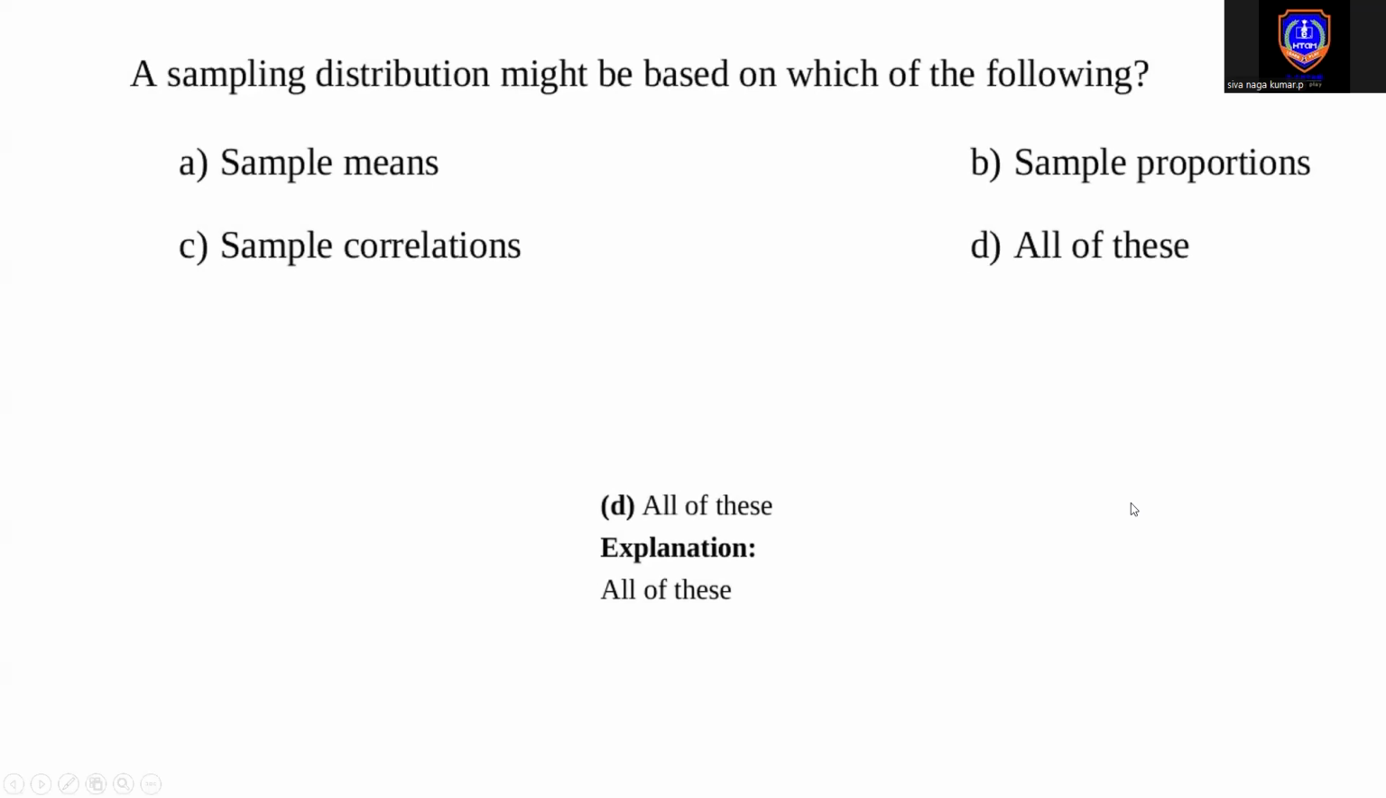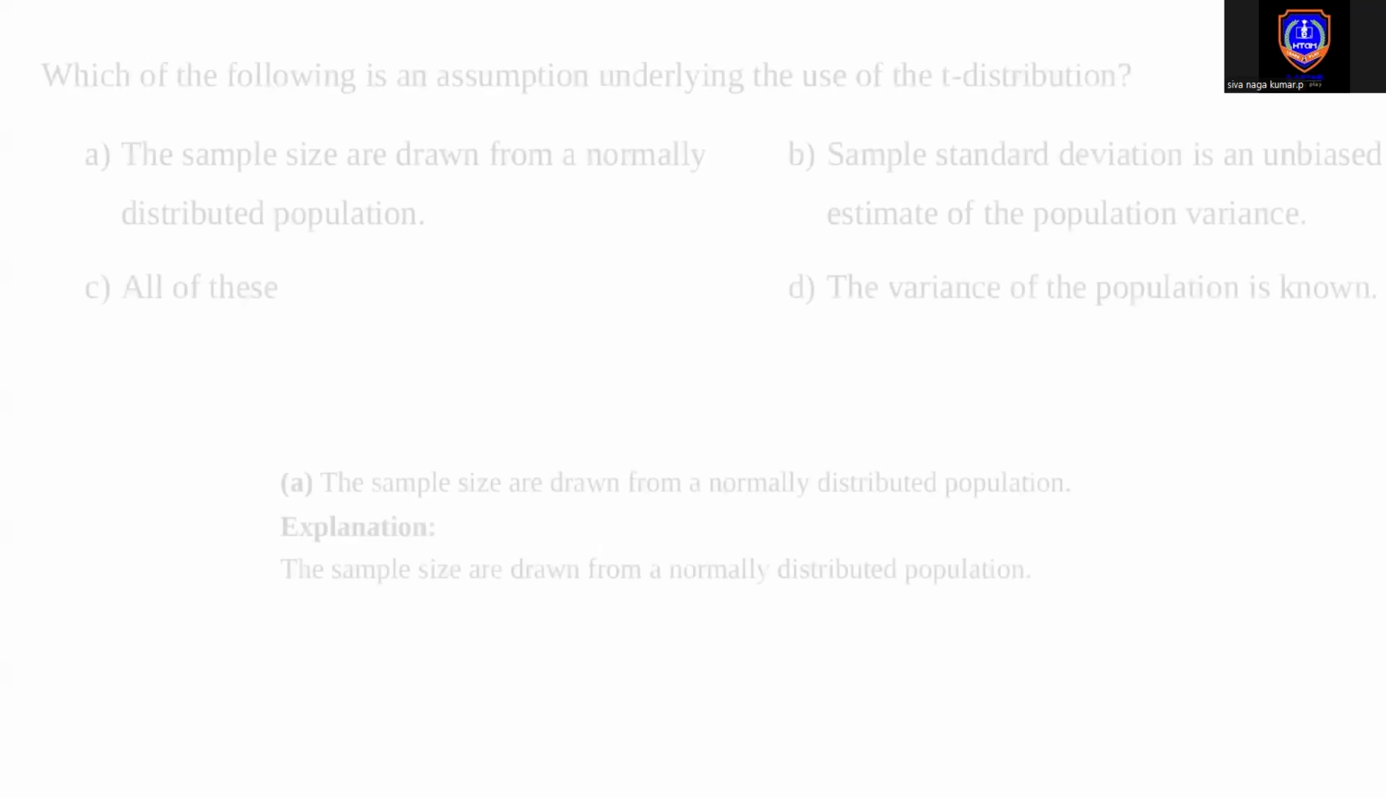A sampling distribution might be based on which of the following? Option A, sample means. B, sample proportions. C, sample correlation. D, all of these. All of these is the correct answer.